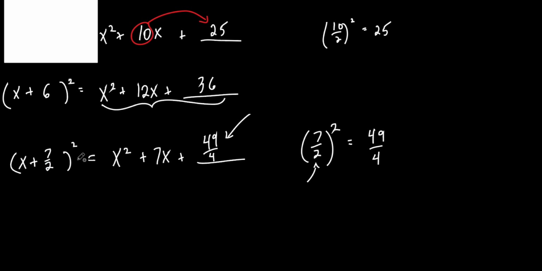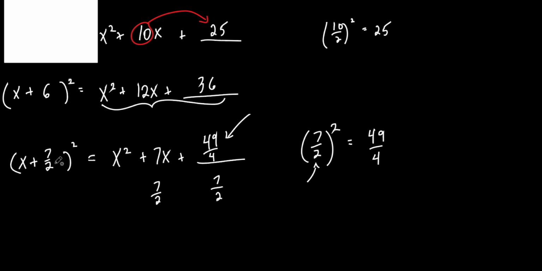You could get that number right there 2 different ways. You could just look at the middle one and say, oh, it's the middle one divided by 2. Or you could look at the last one and say, it's the square root of it. Square root of 49 is 7. Square root of 4 is 2. Either way, that's what your number's going to be right there. With me on this? All right.